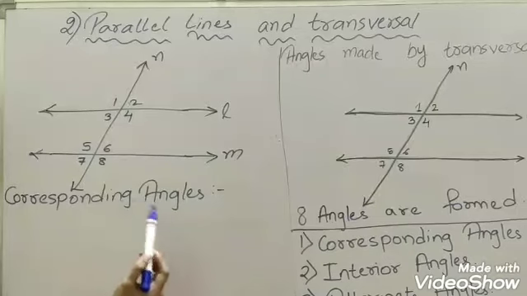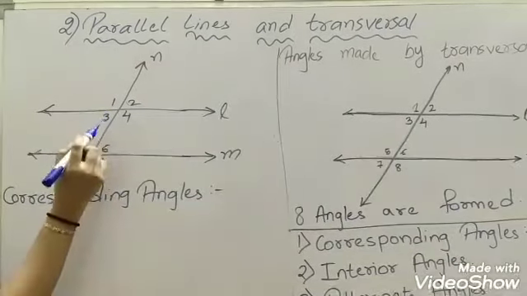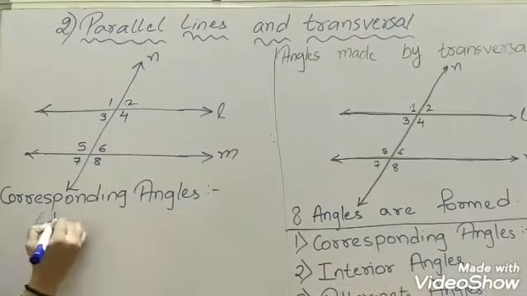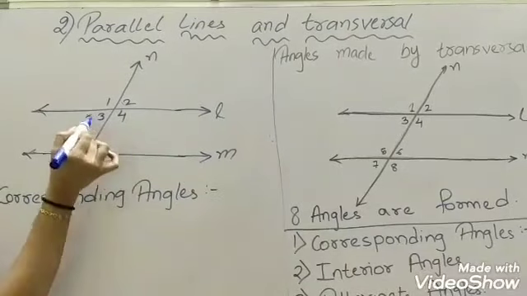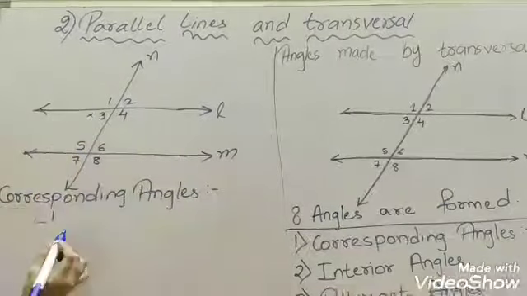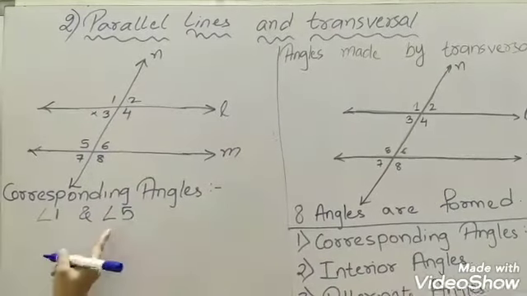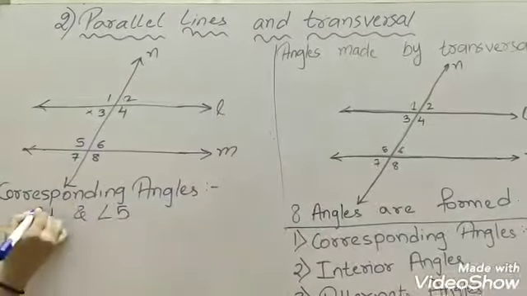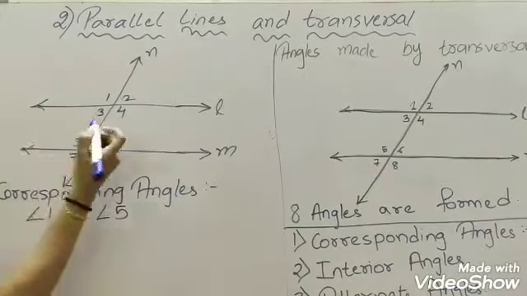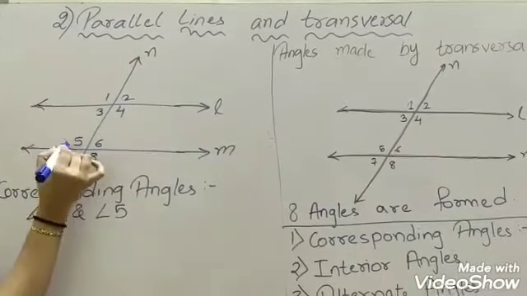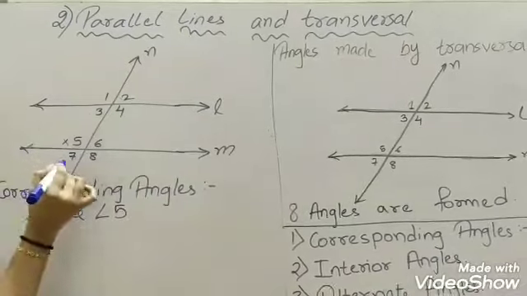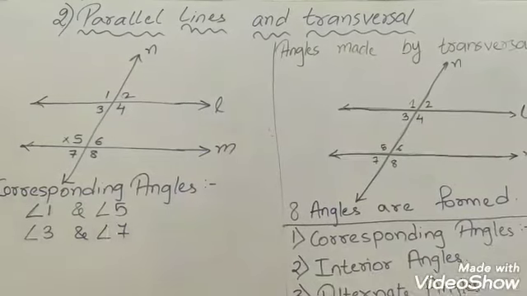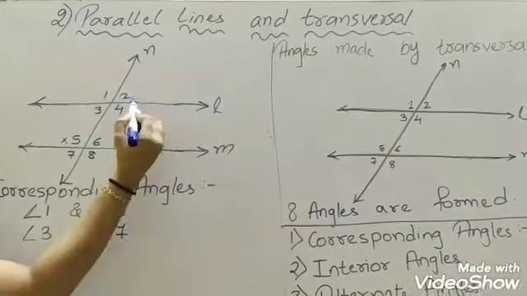Now we will see what are corresponding angles. How will I take corresponding angles? Suppose I am taking angle 1. Then I will skip the next angle and I will take the next angle, that is 5. 1 is the corresponding pair of 5. Same, suppose I am taking angle 3. Now I will skip this angle, and I will take the next angle, that is angle 3 and angle 7.